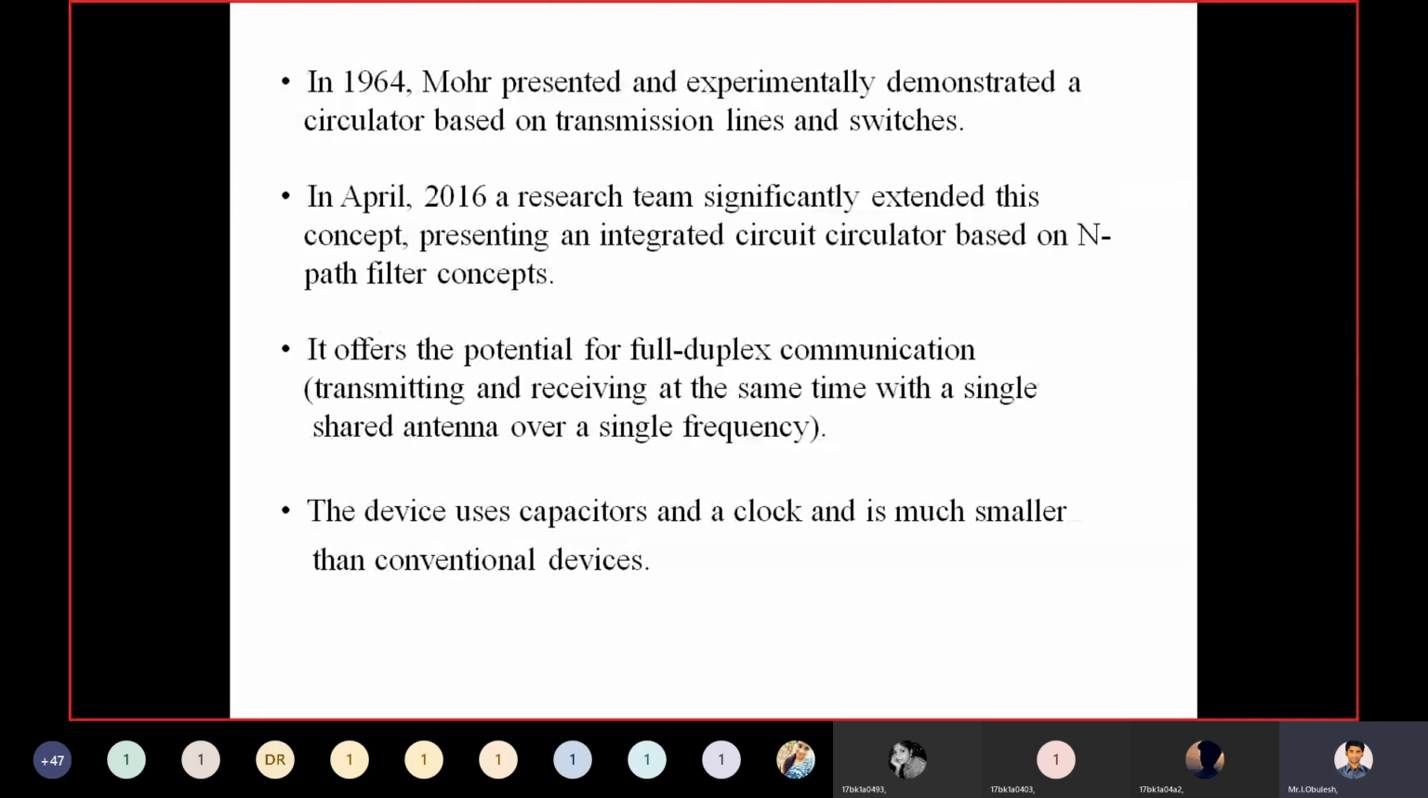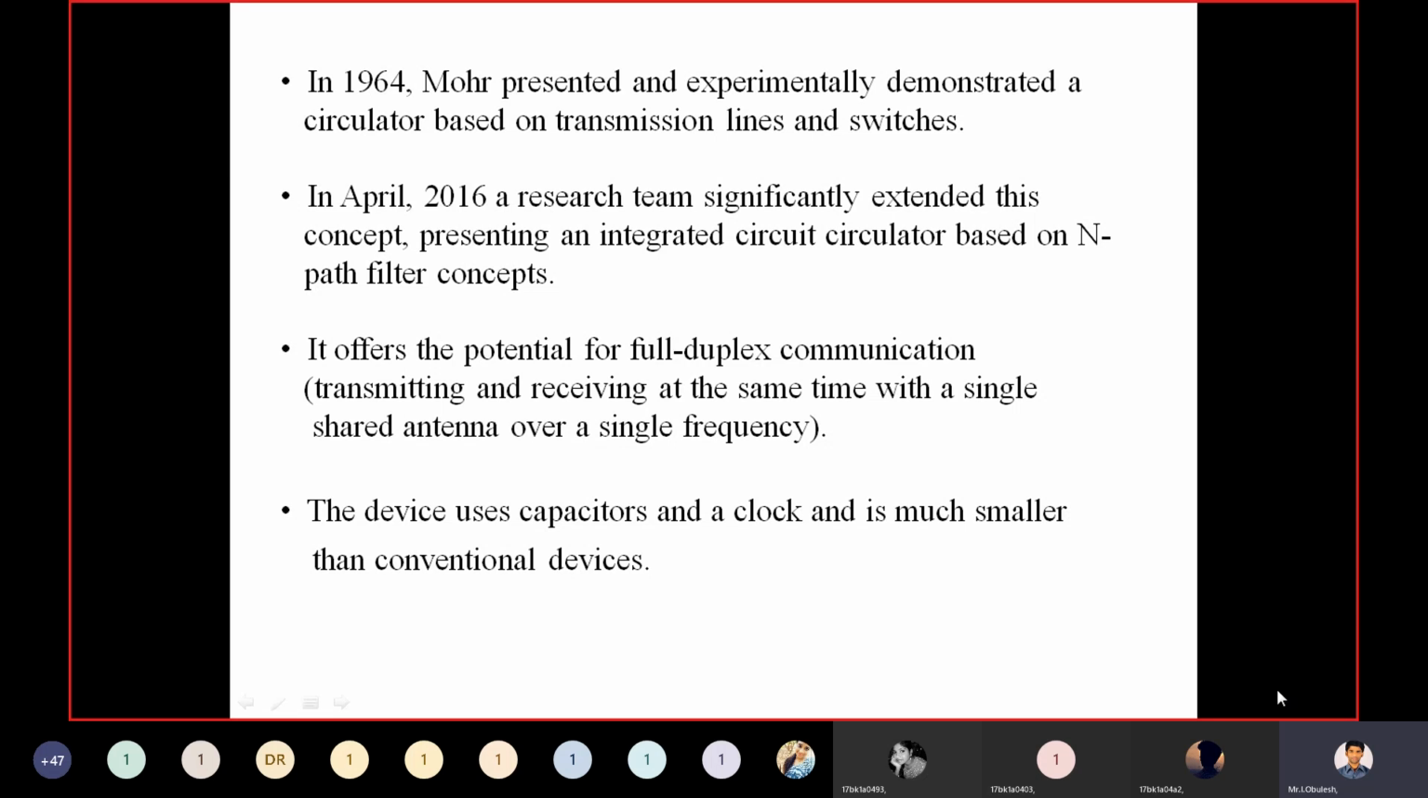So we need to know the history. In 1964, Moore presented and experimentally demonstrated a circulator based on transmission lines and switches. In April 2016, a research team significantly extended this concept, presenting an integrated circuit circulator based on N-path filter concepts. It offers the potential for full duplex communication.